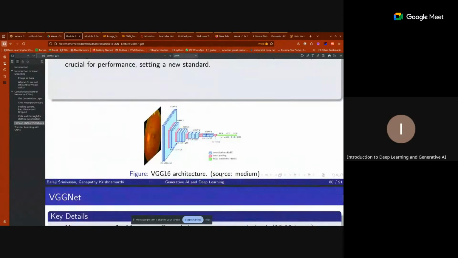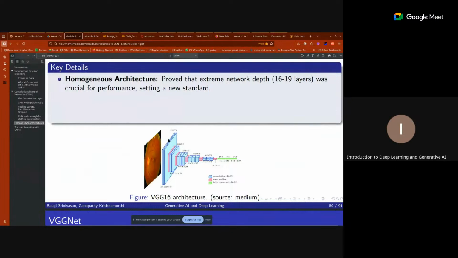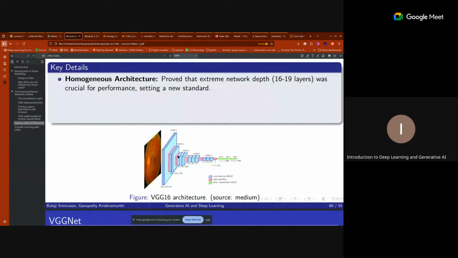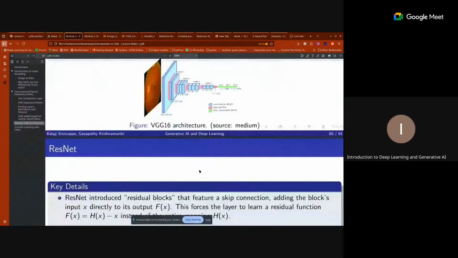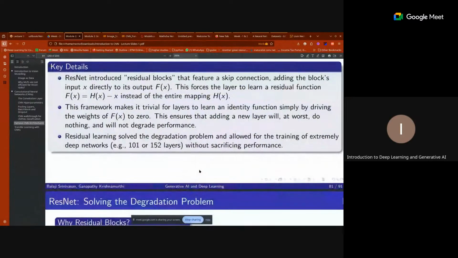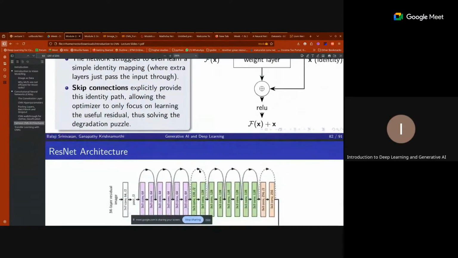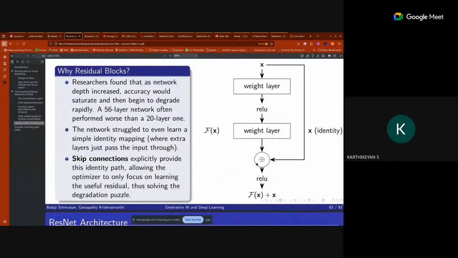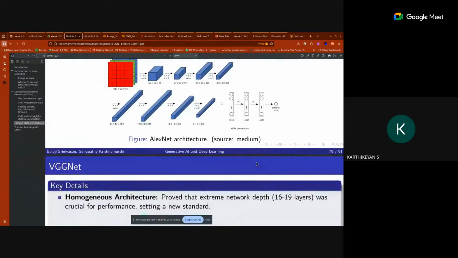And then this VGG16 used max pooling to reduce the size, right? And you can see the homogeneous architecture, which means the same size across these blocks. So that is one thing that it introduced. And the ResNet residual connections are the main thing that it introduced. Here the first two, VGG and the one before it, AlexNet.